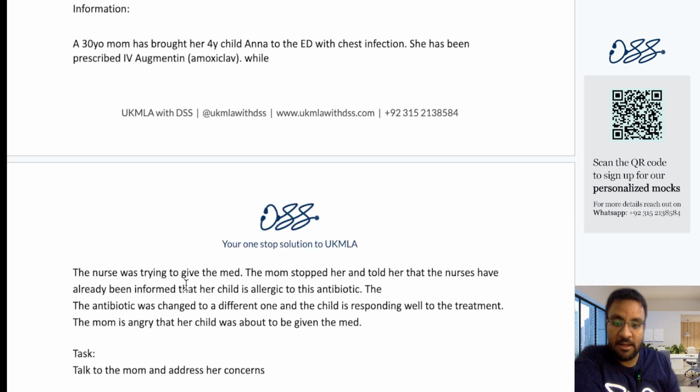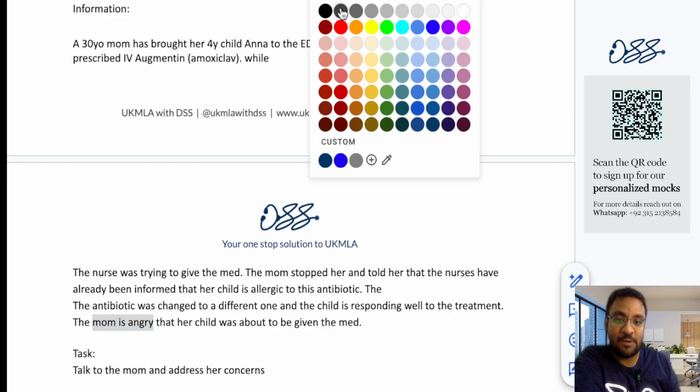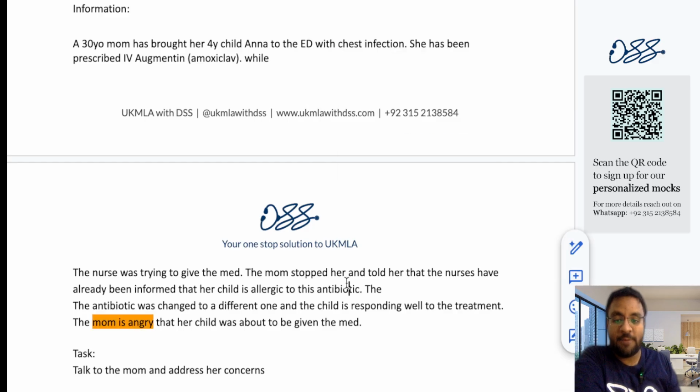Angry patient is something that really gets difficult to manage. Sometimes the GMC is very generous, and they very clearly mention outside that the mom is angry, or the patient is angry, or XYZ person is very angry at you. So you know that you have to take the angry patient approach.